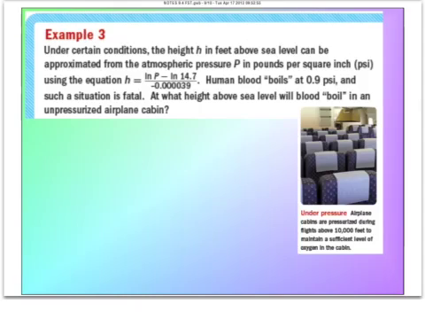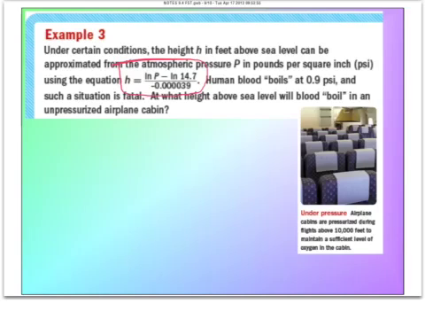All right, here we go. Under certain conditions, the height h in feet above sea level can be approximated from the atmospheric pressure P in pounds per square inch, which is called PSI. It's what you use to check the pressure in your tire. You can do that using this equation right here. So it has natural logs in it. Human blood boils at 0.9 psi. In such a situation is fatal. At what height above sea level will blood boil in an unpressurized airplane cabin?